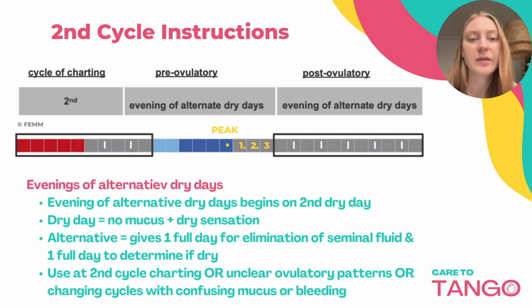So let's take a look at the chart there. You could have intercourse on the evenings of alternative dry days, and this starts the second dry day after your period. So you see how after our period, we have a dry day and then we skip. So that would be the first time that we could actually have intercourse. And then we wait for another dry day and skip because we're doing alternatives.